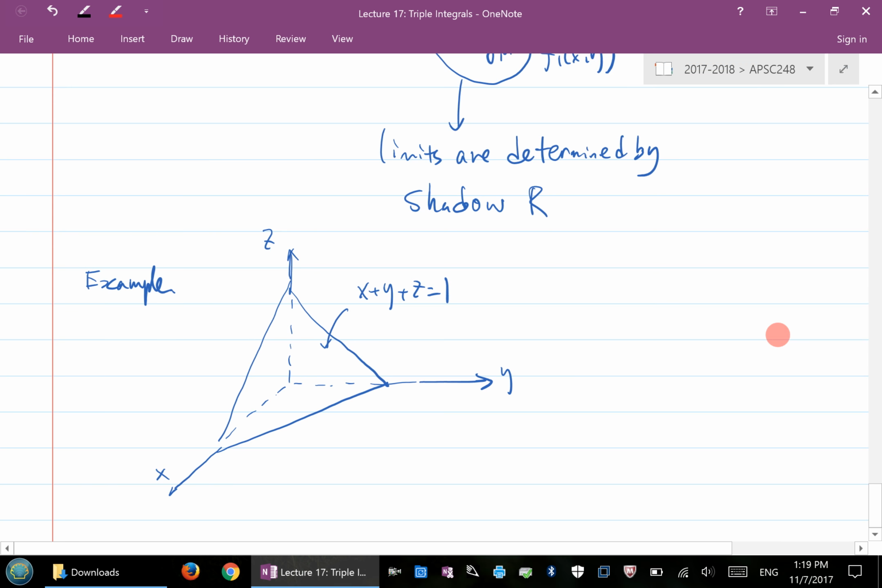We have a prism here. Basically, it's a tetrahedron type of shape. You have one plane intersecting the three planes, xy, xz, and yz, and we're trying to find the volume for this tetrahedron. Basically, the volume of the corner piece here.